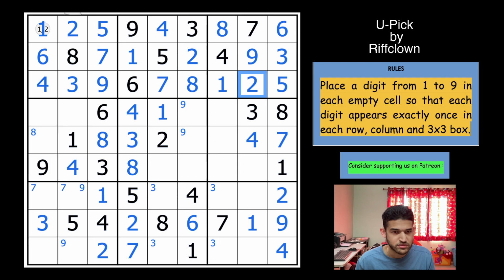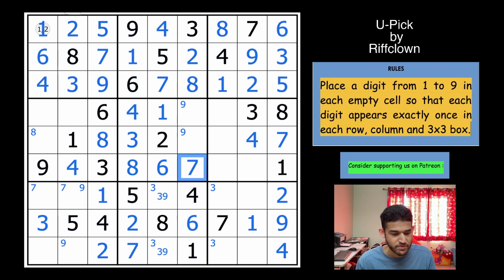This is a 3-9 pair. And that finishes off column 5, 6. And now where does the 7 go in row 6? 7 has to be here.